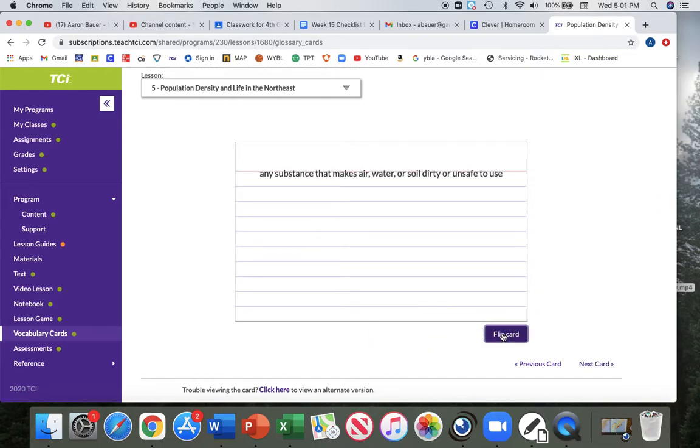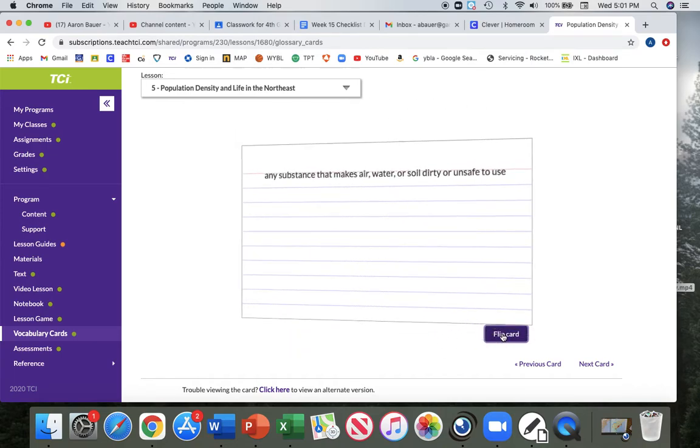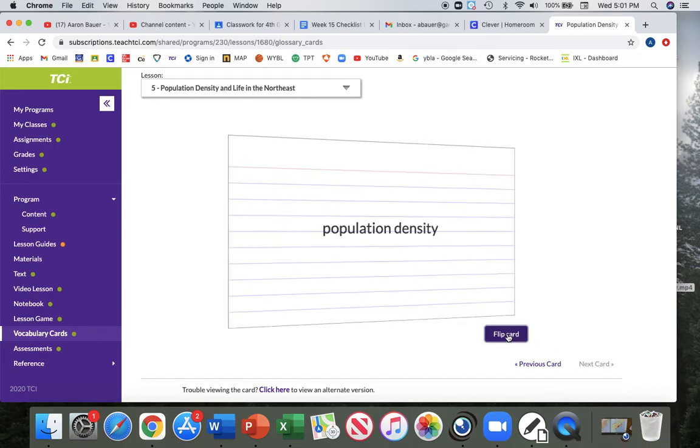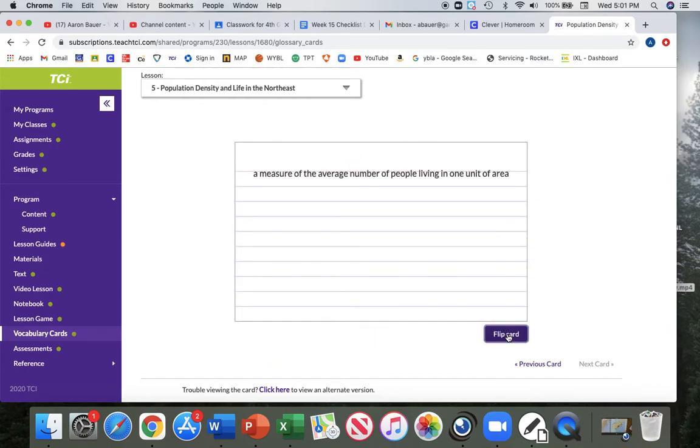A substance that makes the air, water, or soil dirty or unsafe to use. What is that? That's pollution. Any substance that makes air, water, or soil dirty or unsafe to use. Next card. It's the only 3 cards. Population density, a measure of the average number of people living in a unit area. Now, these are the first 3 questions on your test tomorrow, so hopefully you've studied enough tonight.